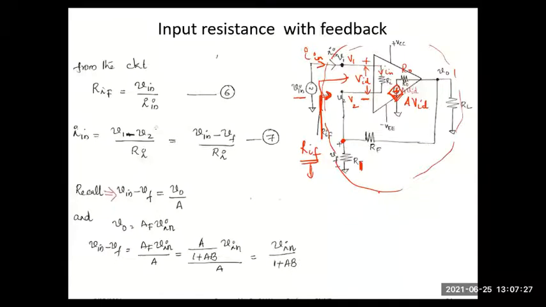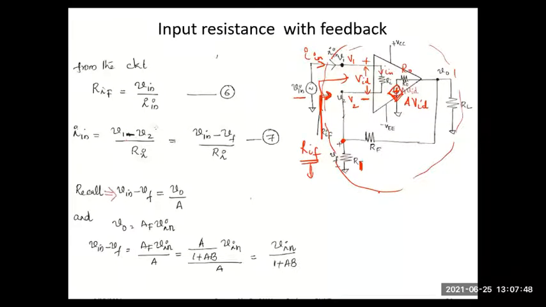One end of Ri is connected to V1. The other end is connected to V2. So the drop across Ri will be V1 minus V2. This is the voltage across Ri, and the value of current In will be voltage divided by resistance.